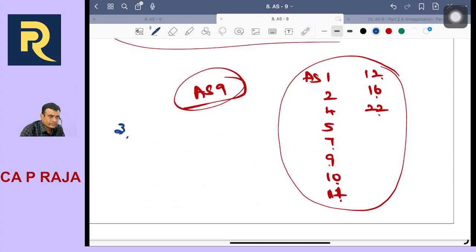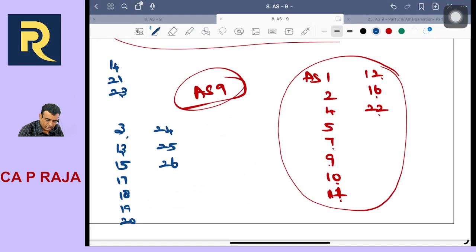3, அடுத்தது 13, 14, 15, 17, 18, 19, 20, 21, 23, 24, 25, 26, 27.